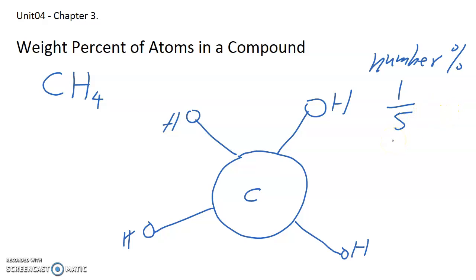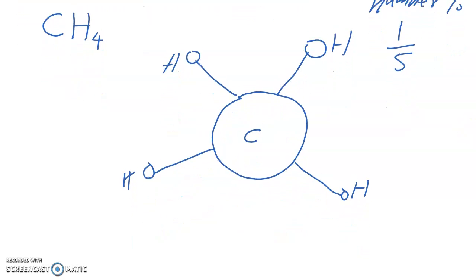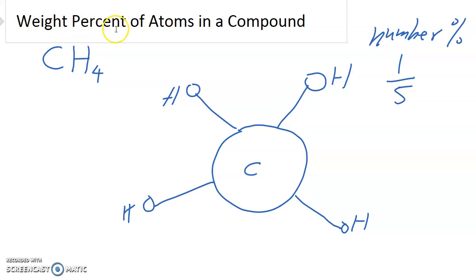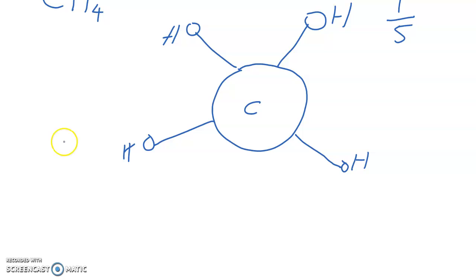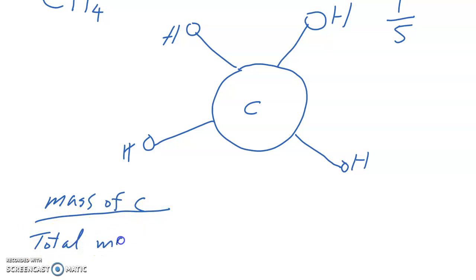However, in chemistry, because we can actually weigh the material, very often we will be asked to calculate the weight percent instead of number percent. So what is the weight percent? Weight percent of carbon, for example, is equal to the weight or mass of carbon divided by the total mass of the molecule. This is called the weight percent or mass percent.